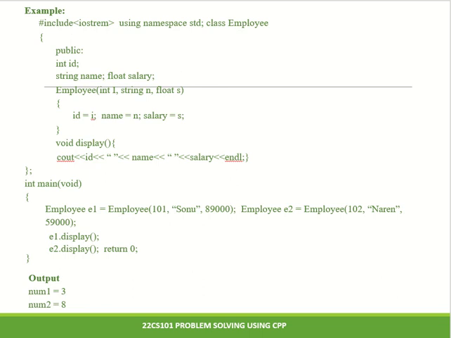salary. Then if I call E1.display(), what will happen is Employee 1, that is the first object, is invoked over here. So display(), whatever values we are giving in E1, that is 101, Sonu and 89,000, that value will be displayed.